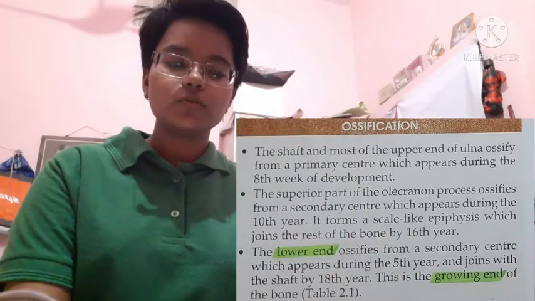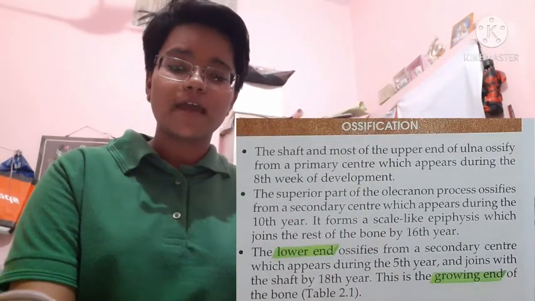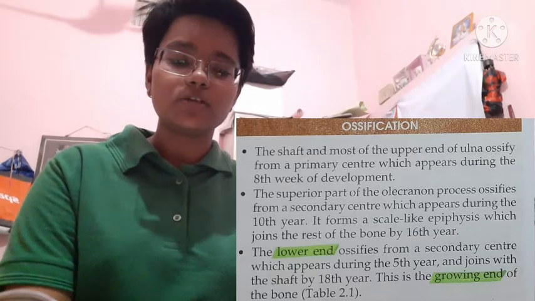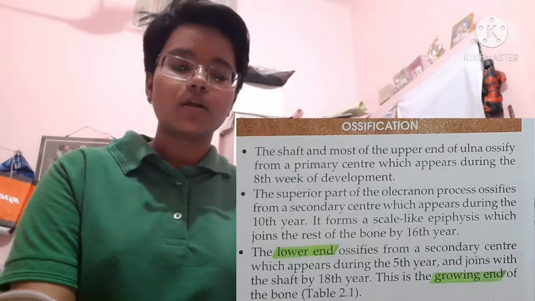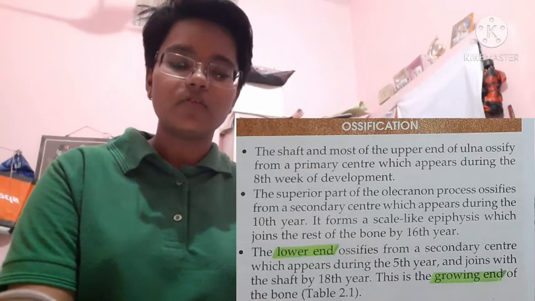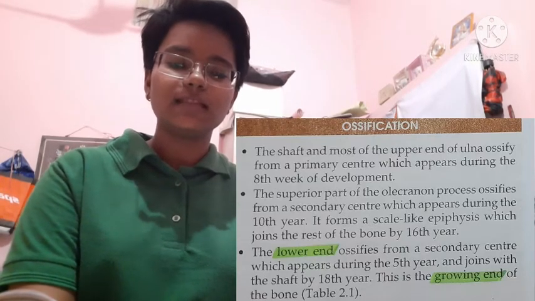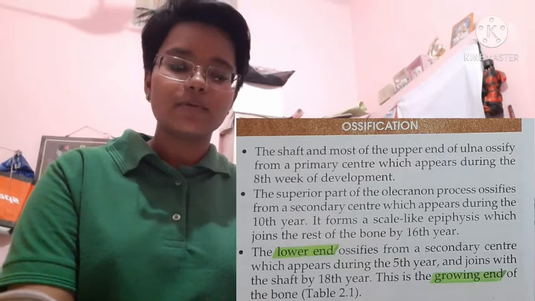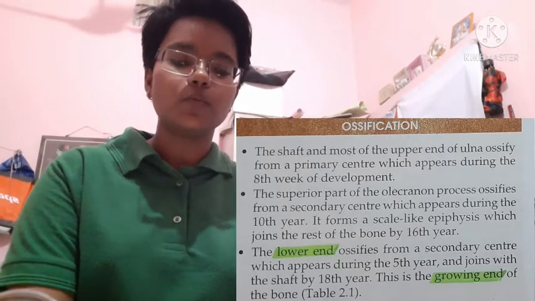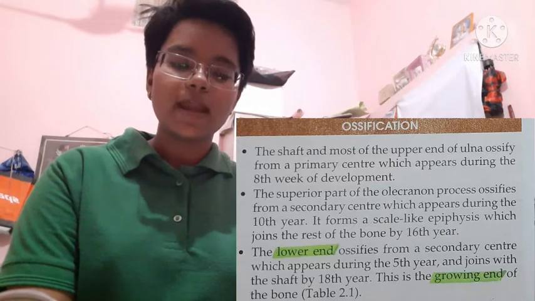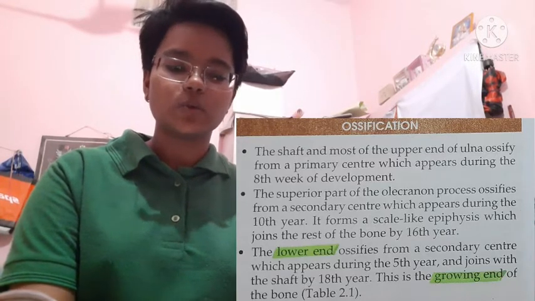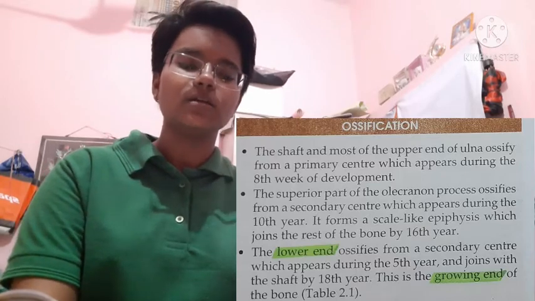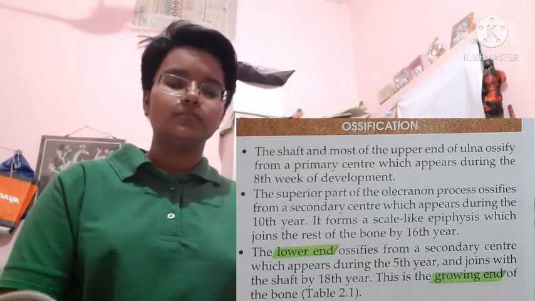The shaft and most of the upper end of the ulna ossify from a primary center which appears during the 8th week of development. The superior part of the olecranon process ossifies from a secondary center which appears during the 10th year. It forms a scale-like epiphysis which joins the rest of the bone by the 16th year. The lower end ossifies from a secondary center which appears during the 5th year and joins with the shaft by the 18th year. This is the growing end of the bone.